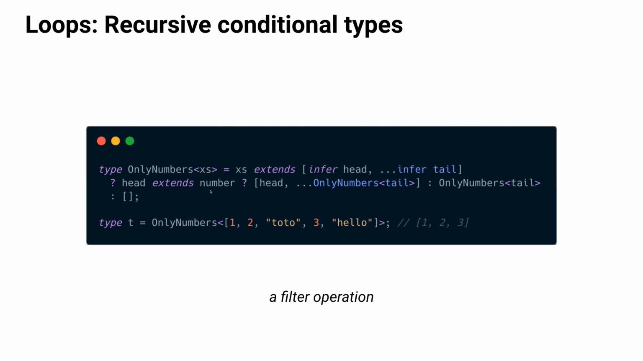But in this case, what we are going to do is that if head extends number, so if head is a number, we'll keep it in the list. Otherwise, we will drop it from the list. So here, I don't know if you see, is it big enough? It's readable. So here I have a tuple containing both strings and numbers. And here is how to filter out strings from the thing.